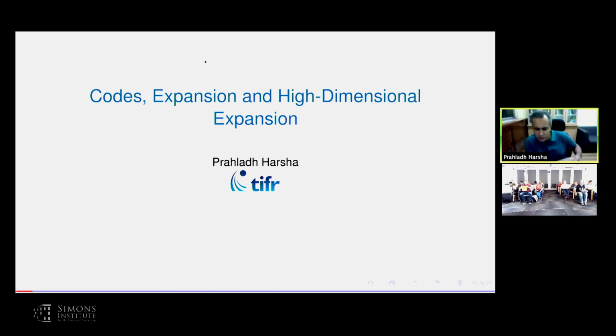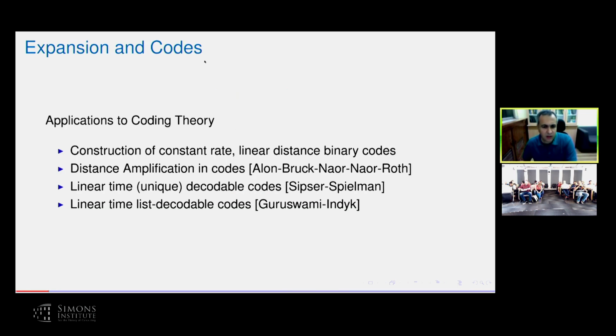I'll be speaking today, and this morning's lecture is going to be on codes, expansion, and high dimensional expansion, the connection between these three objects. During my talk yesterday, we already saw that expander graphs have some amazing applications towards coding theory. This was exactly the slide I used yesterday. Expander graphs are useful for constructing constant rate linear distance binary codes. They are useful for distance amplification in codes. They're useful to get linear time unique decodable and list decodable codes.